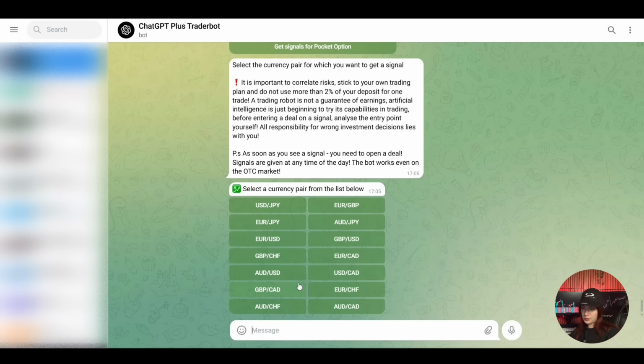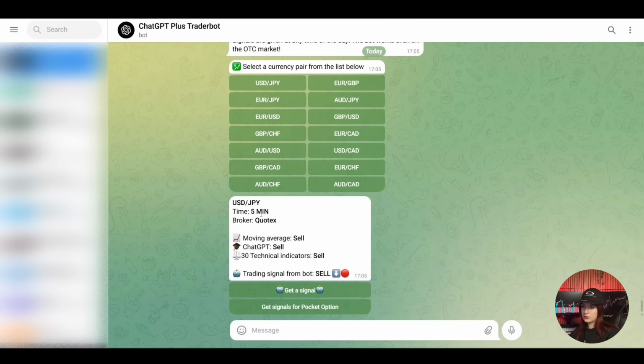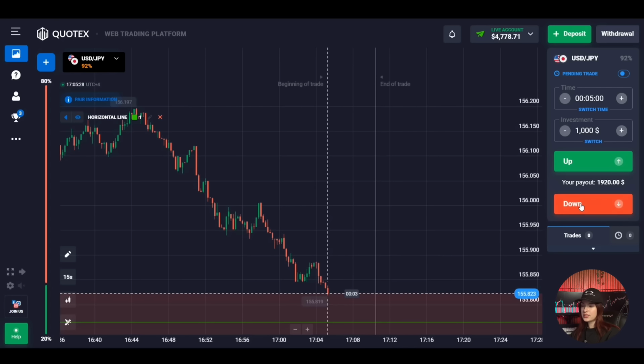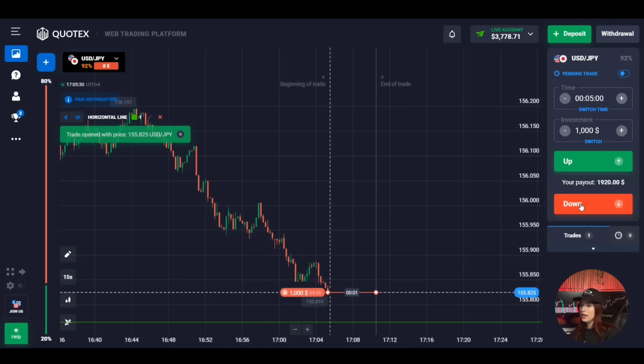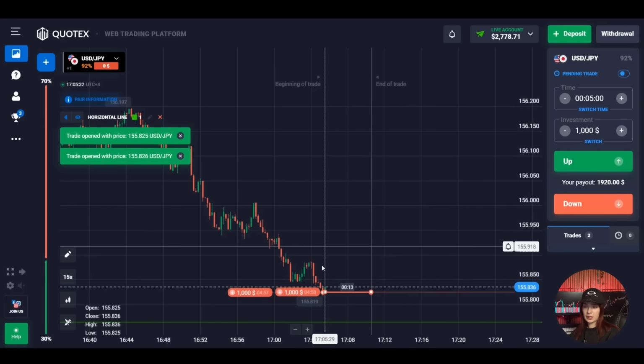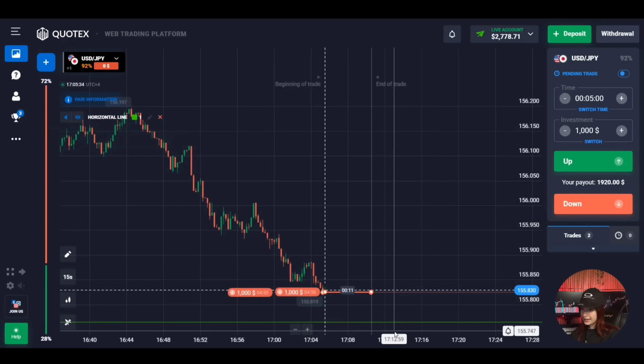Then we'll find the currency pair we need in the bot's list and click on it. Here we are offered to open a deal to go down. Well, I agree with the bot and click on the red button. Guys, it is on this possible downward movement that we will try to make money here, and let's wait for the end of our deal, guys.